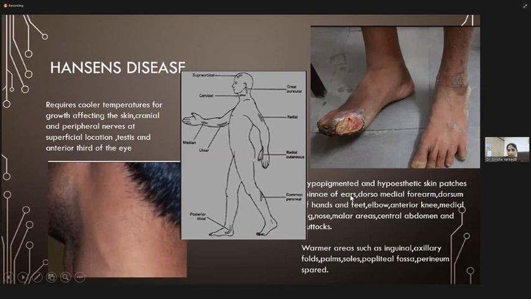So you have to check for the rash. What are the common sites of the rash? These are over the face, that is the pinnae of the ears, the nose and the malar areas, the central abdomen, the buttocks, and also over the hands and feet distally, which are the cooler areas. But the warmer areas like the axillae, the inguinal folds, the popliteal fossa, and the perineum are spared.